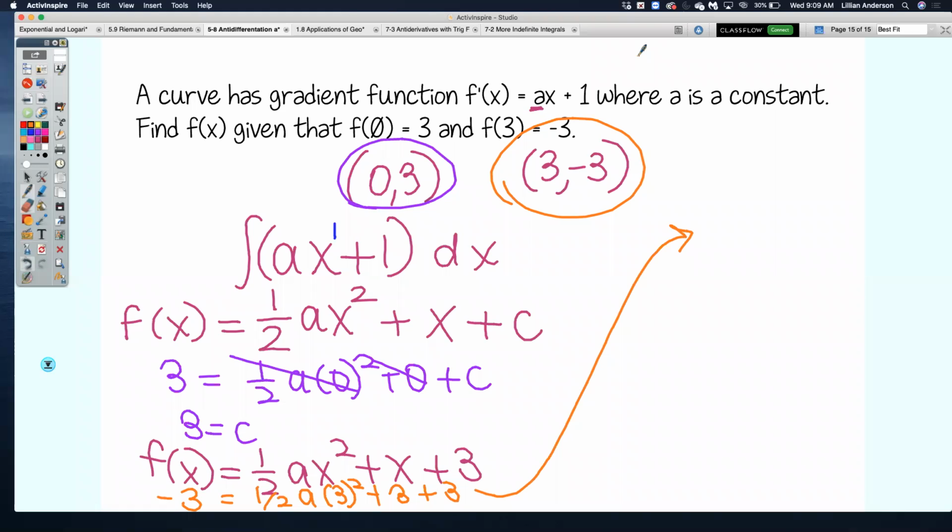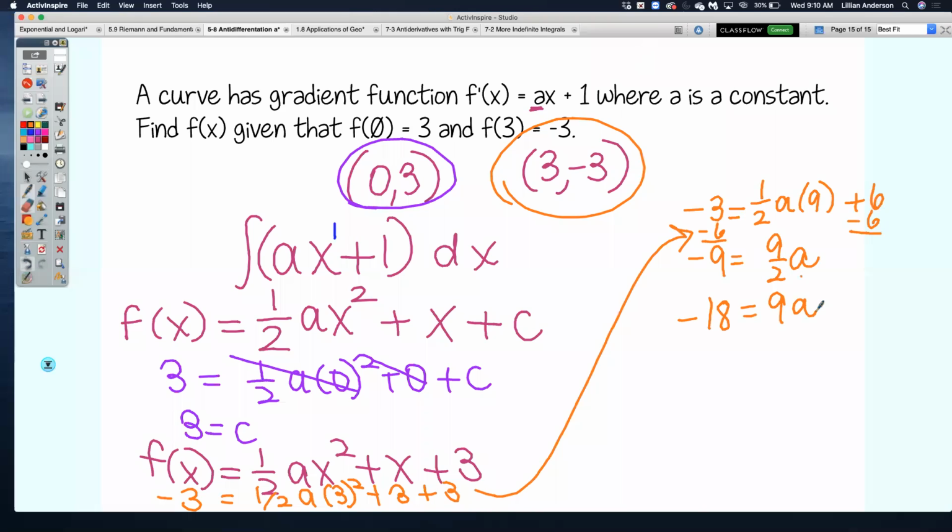Okay, so now we're going to go ahead and solve. It's going to be -3 is equal to 1/2 times a times 9, plus 3, plus 3 is 6. I'm going to go ahead and subtract the 6 over. And then 9 times 1/2 becomes 9/2. Going to multiply both sides by 2 and divide both sides by 9 to find the value of a.